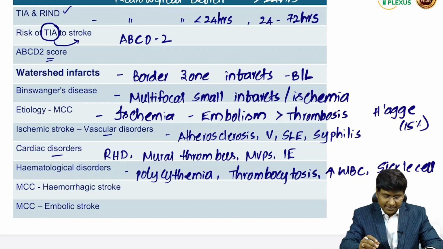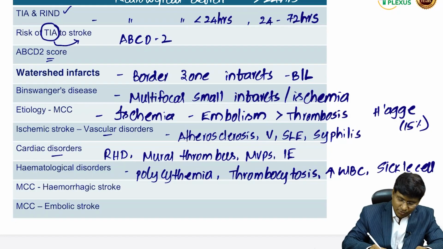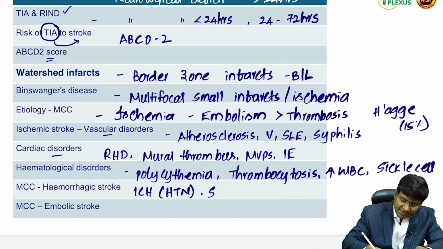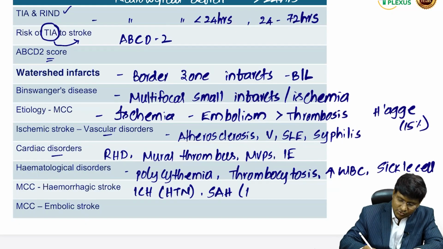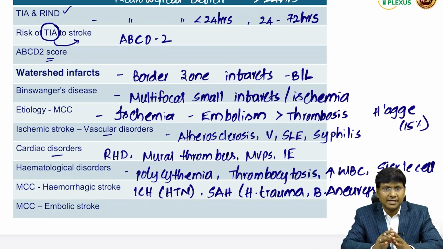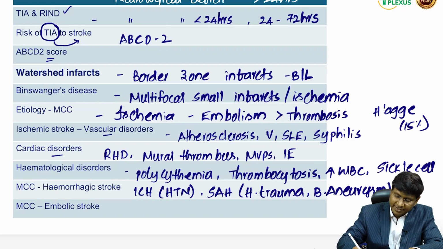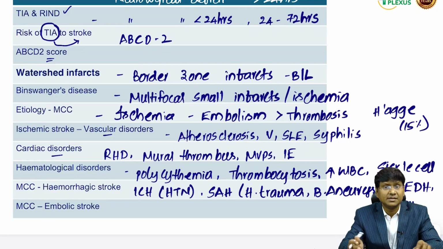Then if you take hemorrhagic stroke, what are the various etiologies that cause it? Intracerebral hemorrhage could be secondary to hypertension. Subarachnoid hemorrhage could be due to head trauma or rupture of berry aneurysms. So these are the etiologies that cause subarachnoid hemorrhage. And the other causes of hemorrhagic stroke are epidural hemorrhage as well as subdural hemorrhage, which are caused by head trauma.